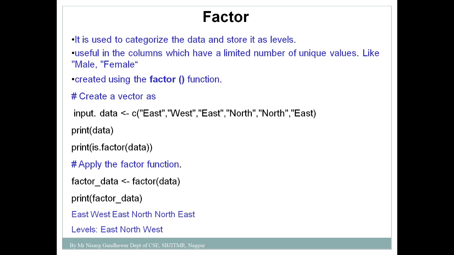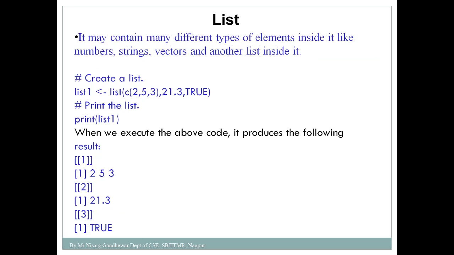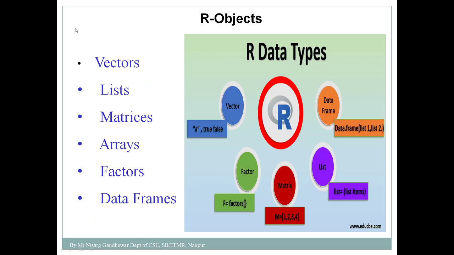So I hope you understand the concept of various data objects. We discussed vector, list, matrices, array and factor. So here we'll stop. In the next lecture we are going to discuss a very important data object in R, that is the data frame. So that we will discuss in the next lecture.